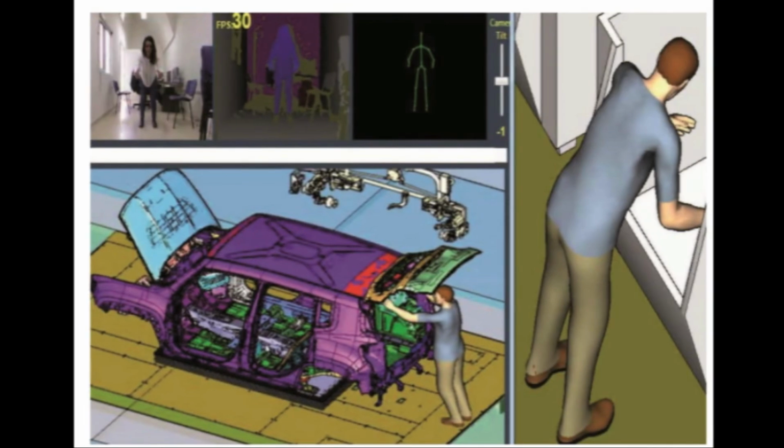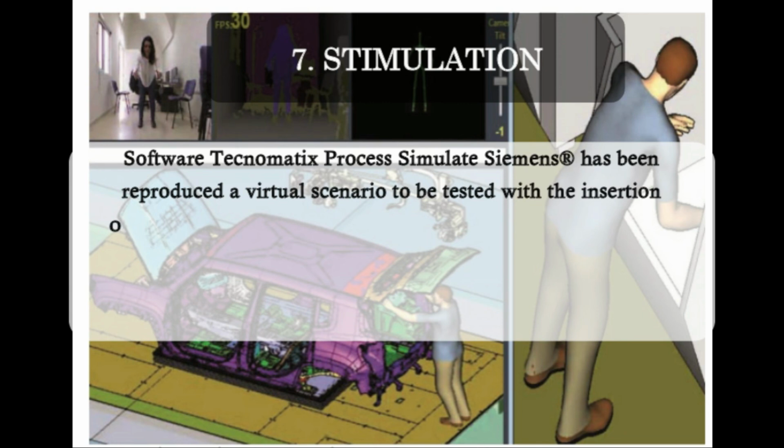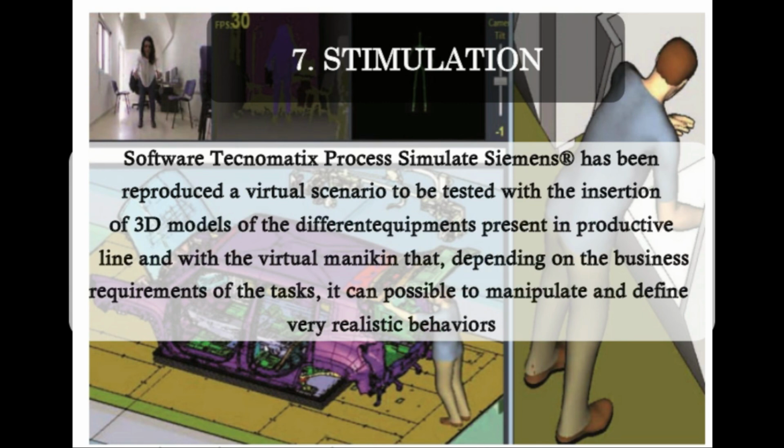Number 7 is through simulation. An example of simulation is the software Tecnomatix Process Simulate by Siemens, which configures the virtual environment from the real world to the virtual world. Thus, this will implement virtual ergonomics to reduce the risk of ergonomics during the work task.